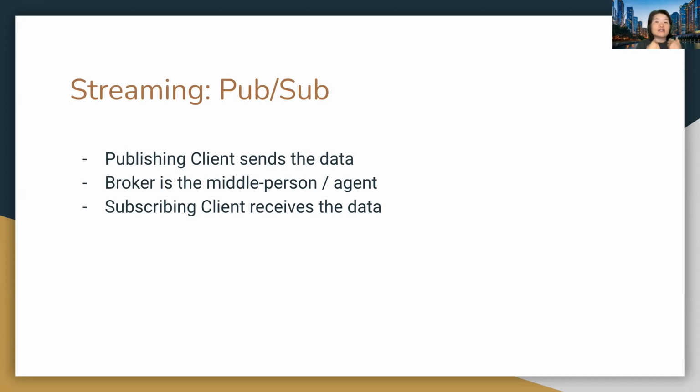So in Pulsar's case or Kafka, we're calling it a topic. We're publishing messages to some topic. And then the broker, right? Essentially, this broker is like a post office, a postmaster there to distribute the messages accordingly.